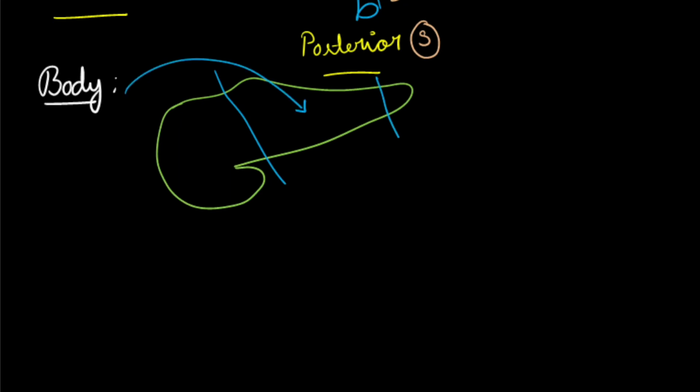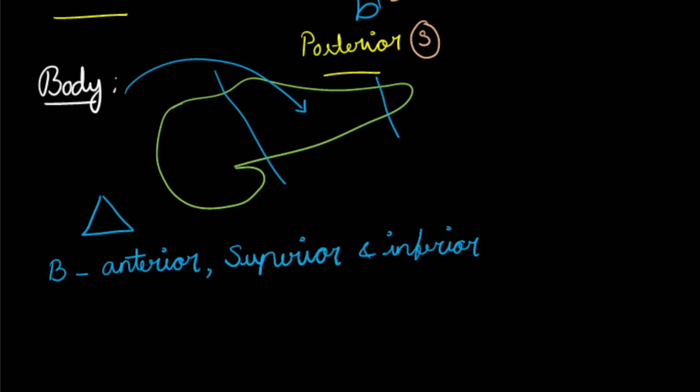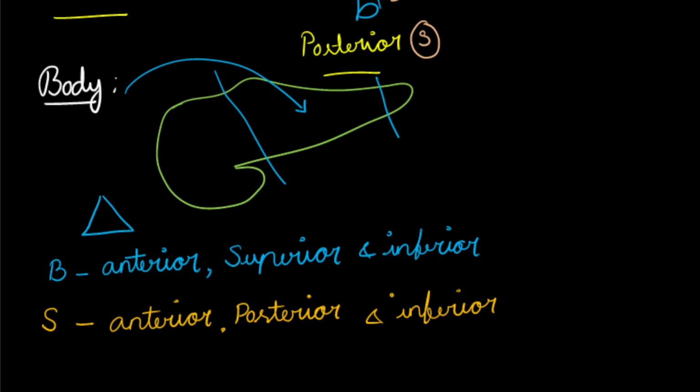This is the body of pancreas. On cross section, it appears triangular in shape and it has three borders: anterior border, superior border and inferior border. In case of surfaces, we have three surfaces: anterior surface, posterior surface and inferior surface. We had already discussed the special projection which we can see in the body of pancreas, which is projected a little bit above the superior border of the body of pancreas, that is none other than the tuber omentale.